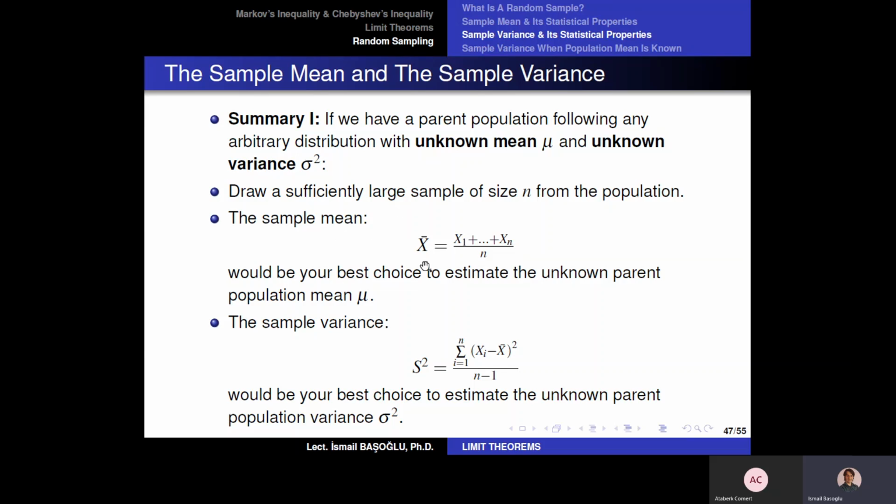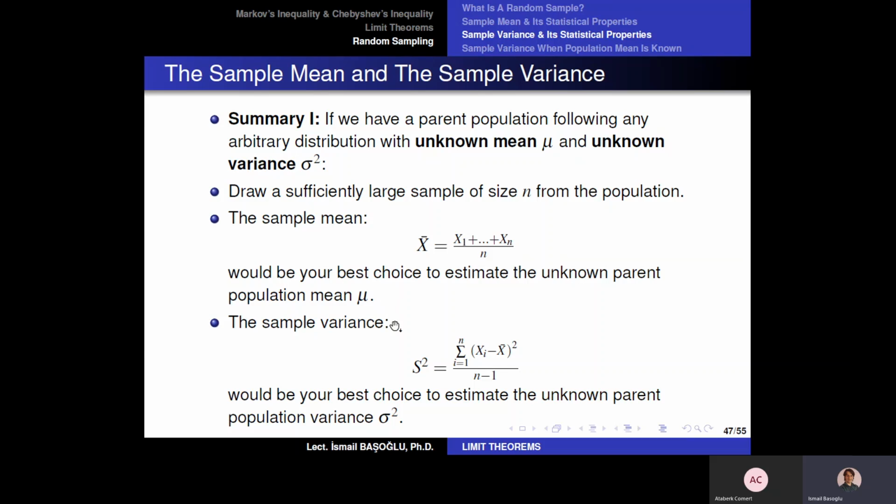The sample mean x bar is going to be the best choice for me to estimate the unknown parent population mean mu. If I cannot know the unknown mean mu, I can choose a random sample and take its mean. This sample mean is going to be my best choice to estimate, or predict, the unknown parent population mean mu.